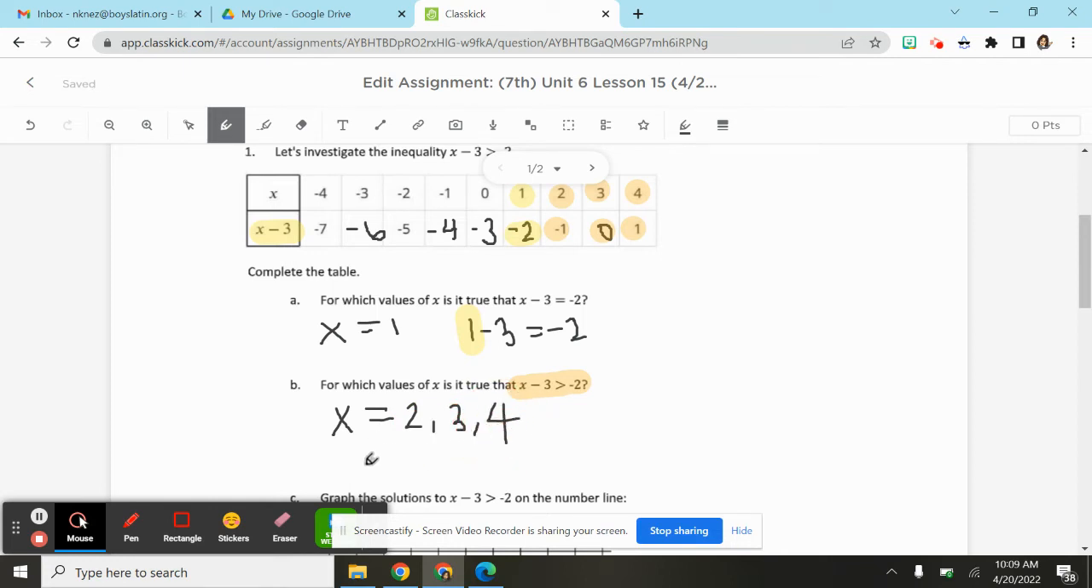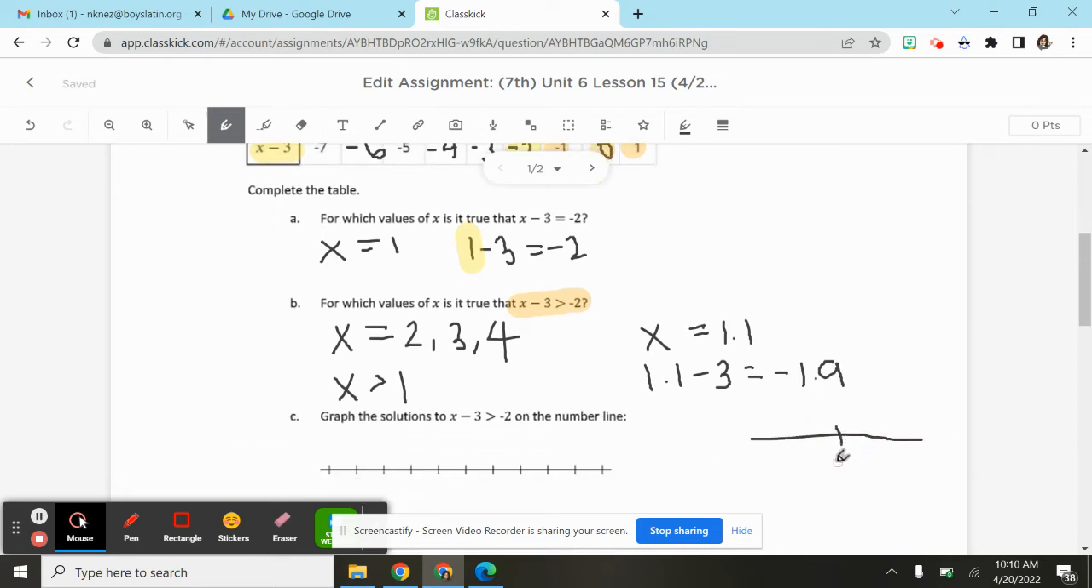Now, of course, that means that x could really be any number that's greater than 1. Here's an example. If x was equal to 1.1, I would know that 1.1 minus 3 is equal to just a little bit more than -2. It's equal to -1.9, which is in fact greater than -2 because on a number line, -1.9 is closer to the positives than -2.